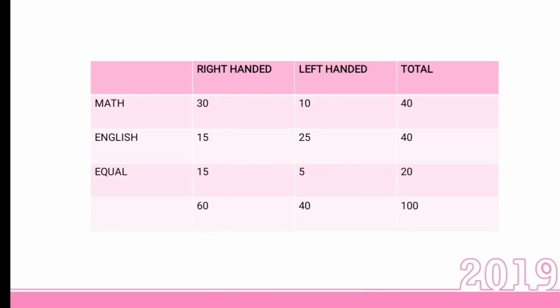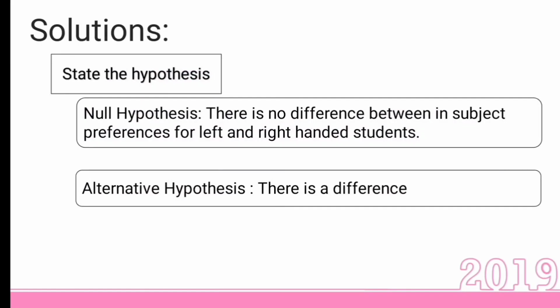10 among the left-handed students love mathematics. 25 of them love English and 5 of them view them equally. For the total number of 60 right-handed students and 40 left-handed students, this is a total of 100 students. So next, we must state the hypothesis. The null hypothesis is that there is no difference in subject preferences for left- and right-handed students. The alternative hypothesis is that there is a difference.